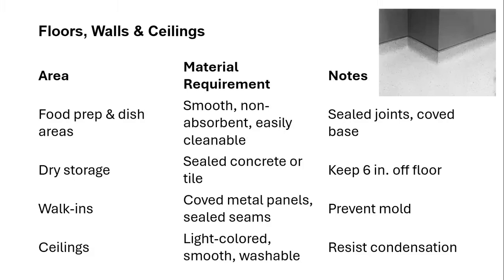In our walk-in refrigerators and freezers, we should have coved metal panels with sealed seams, so there's nowhere for dirt to build up in there, and so we can also prevent mold from building up. And then our ceilings should be light colored so that they reflect the light. We want them as light as possible so I can see the dirt. You also want them to be smooth and washable, and resistant to condensation as well.